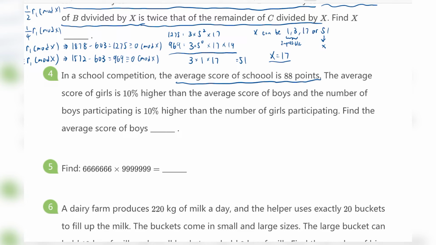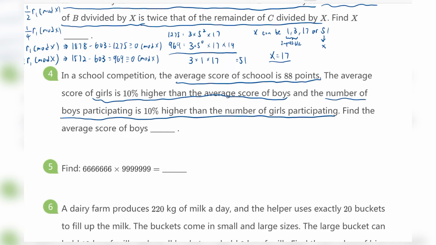The average score of girls is 10% higher than the average score of boys. And the number of boys participating is 10% higher than the number of girls participating. Find the average score of boys. Well, in this case over here, it hits us that we need to use a little bit of algebra to solve this. But a lot of people are very tempted.